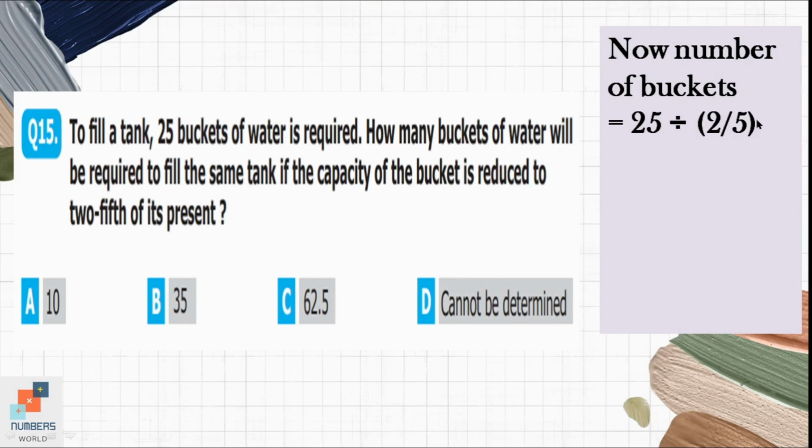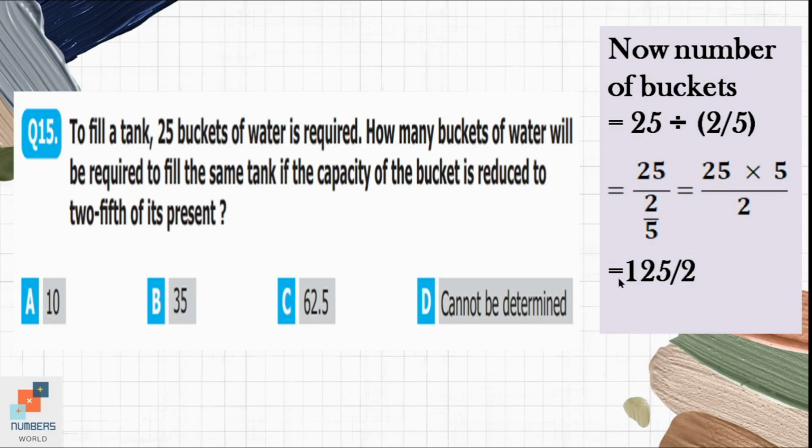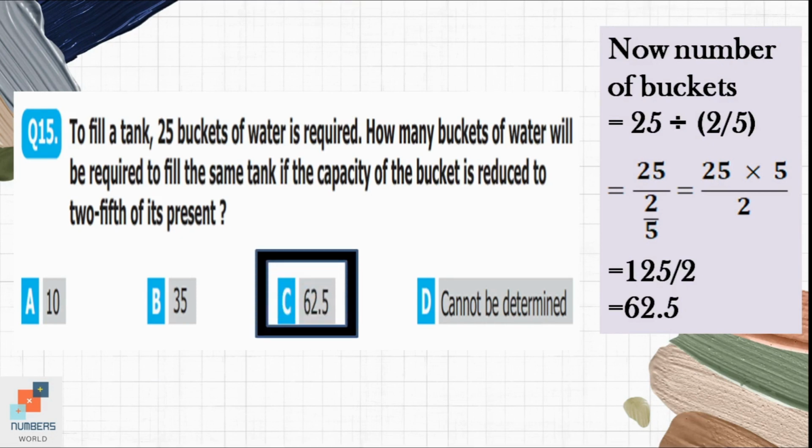by 2 by 5. As 2 by 5 is in the denominator, we can expand the equation in this form. 5 will be multiplied by the numerator, that is 25, and the final fraction is 125 by 2, which is equal to 62.5. So 62.5 buckets are required to fill the same tank for the reduced capacity of the bucket. That is our option C.